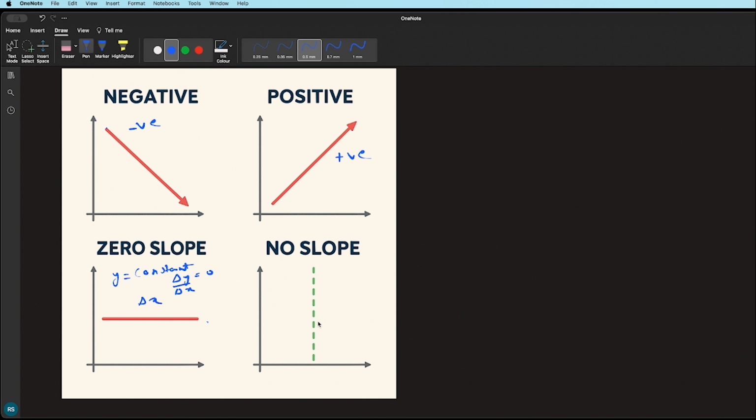For a vertical straight line, you can see that delta y changes, but x is constant, so there is no change in x and delta x is 0. Something upon 0 is infinity, but we cannot define it as an infinite slope, so we say it has no slope.